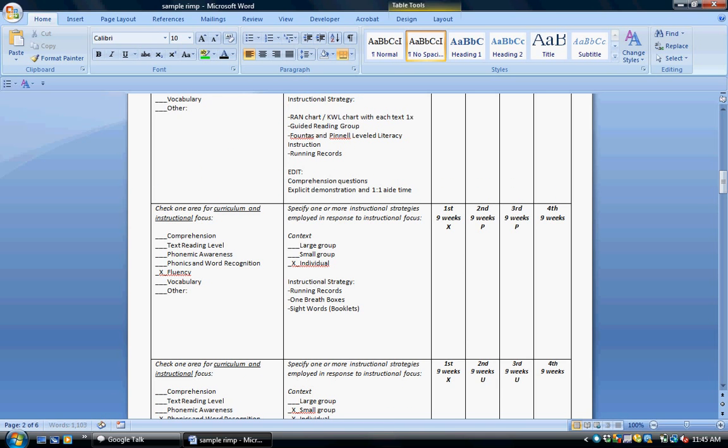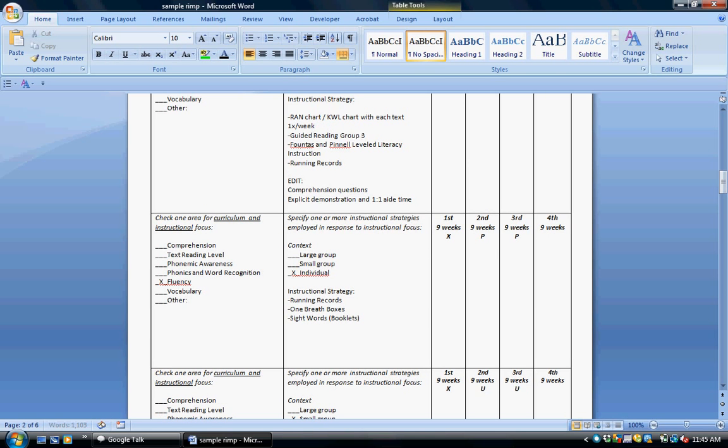So you'll do this 1 time a week. Guided reading group 3 times a week. He is in LLI, level literacy instruction, 4 times a week. Running records twice a week. Records again 2 times a week. Breath boxes, he'll do 1 a day. Sight words, he gets that 5 times a week. But he will also be assessed on it 1 time a week.